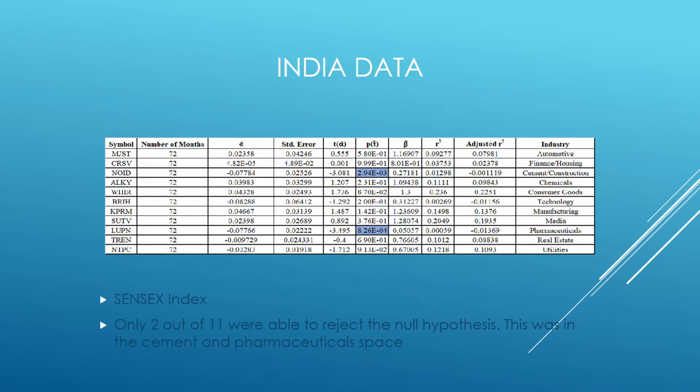And the third country in the sample is India. Here it actually had a very high success rate, with only 2 out of 11 stocks able to reject the null hypothesis. This was in the cement and the pharmaceutical space. This was for Nuvoco Vistas, a cement company, and Lupin, which is a pharmaceutical company. And as you can see, the R-square values are quite low, which indicates what I said in the previous two examples, with there being other potential factors creating a positive correlation.